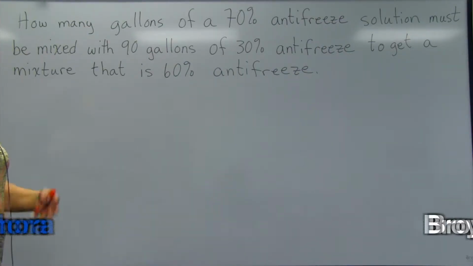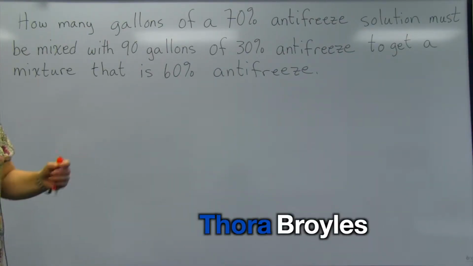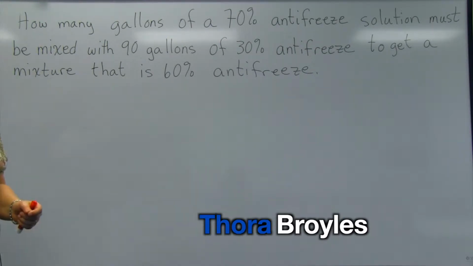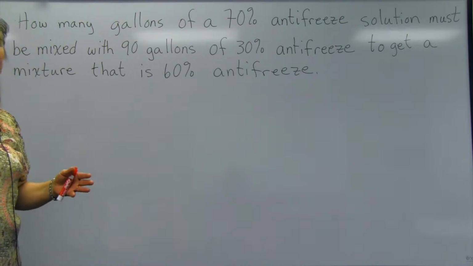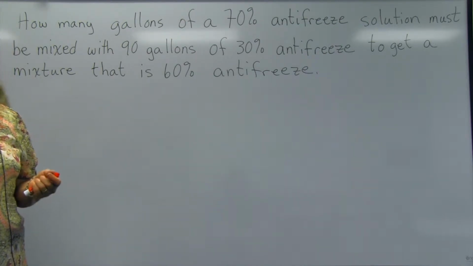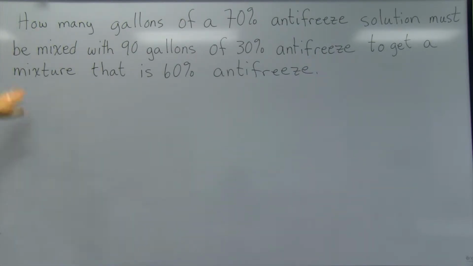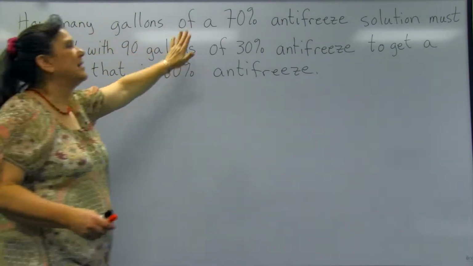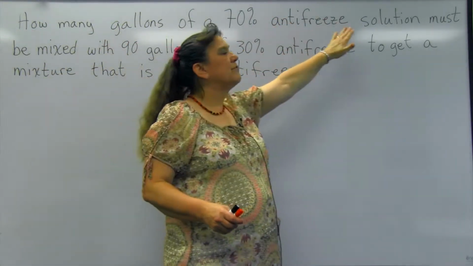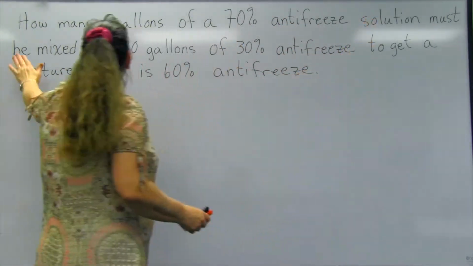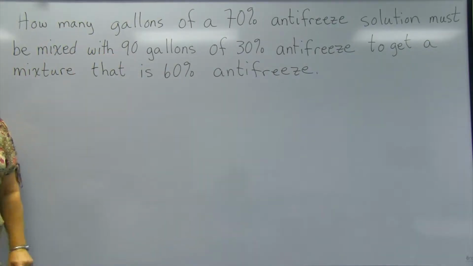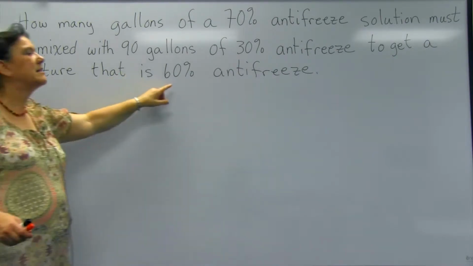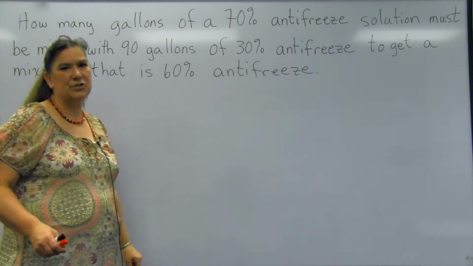Okay, the title of this particular lesson is buckets. And you're going to see why as we work these problems, because we're going to use a shape that I call buckets to be able to solve these problems. So let's read this problem. How many gallons of a 70% antifreeze solution must be mixed with 90 gallons of a 30% antifreeze solution to get a mixture that has a 60% antifreeze solution?